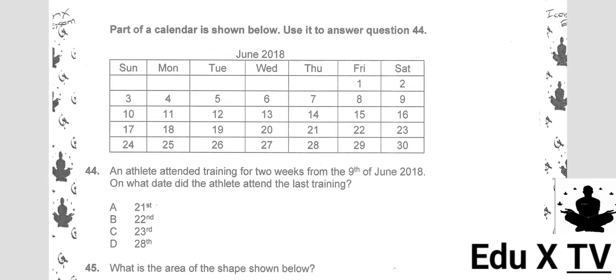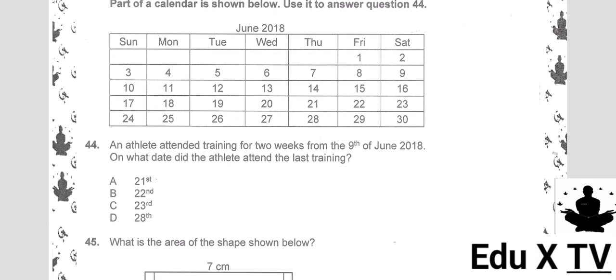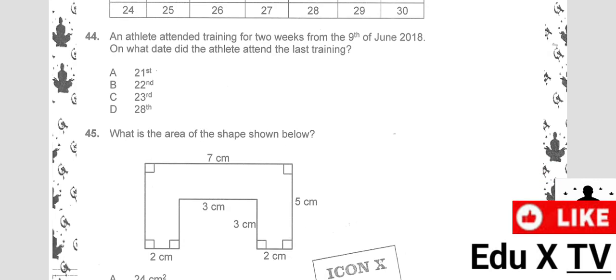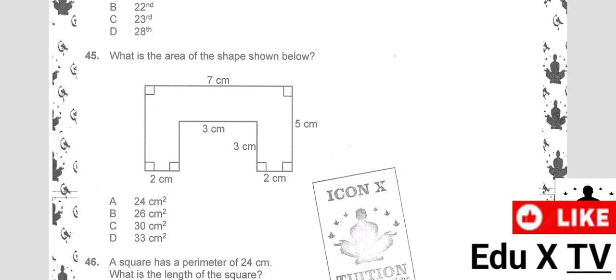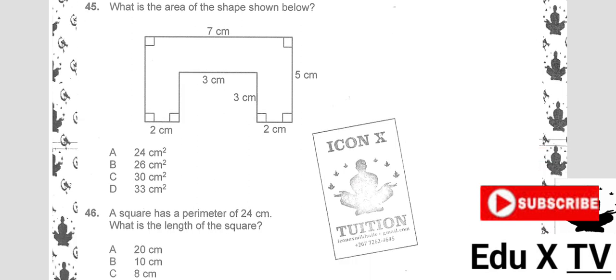Part of the calendar is shown below. Use it to answer question 44. Number 44. An athlete attended training for 2 weeks from the 9th of June 2018. On what date did the athlete attend the last training? The answer is C. Number 45. What is the area of the shape shown below? The answer is B.